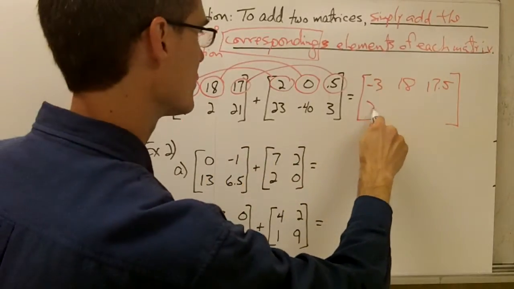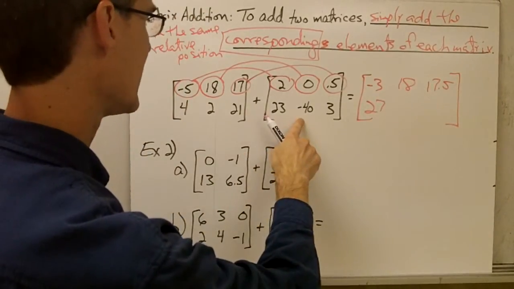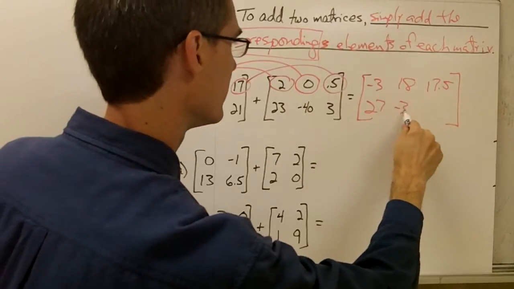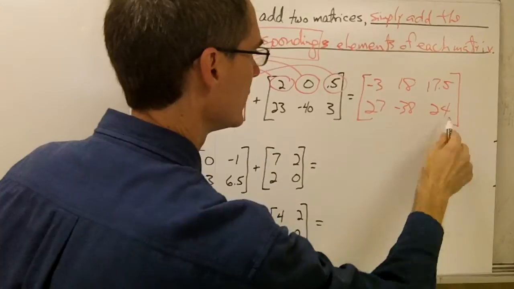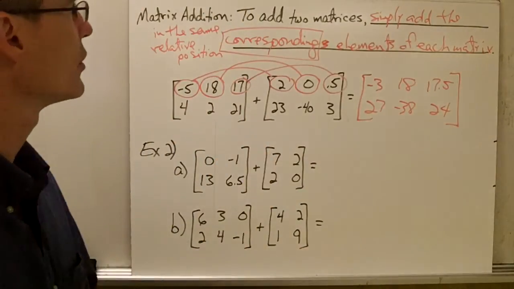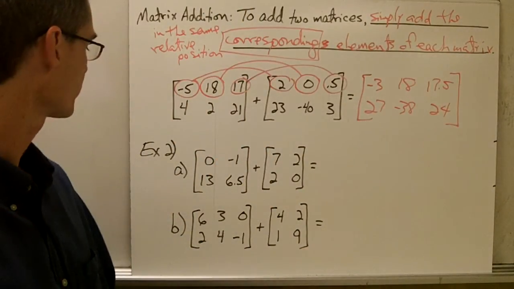4 and 23, that's 27. 2 and negative 40, that's going to give me negative 38. And 21 and 3, that gives me 24. So now I've added those two matrices together.